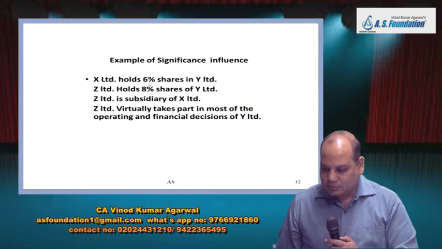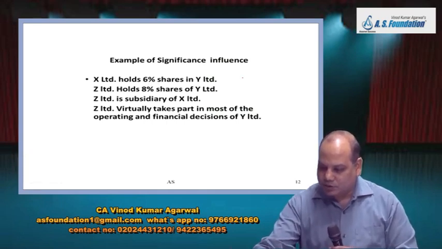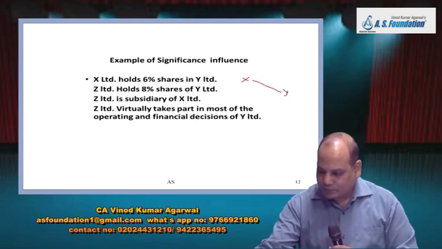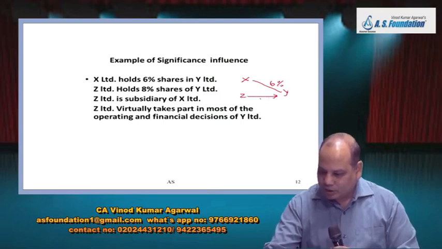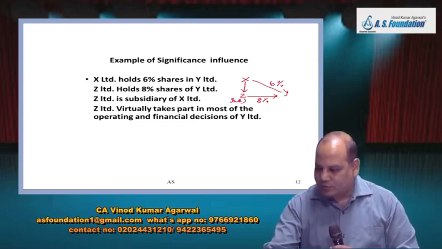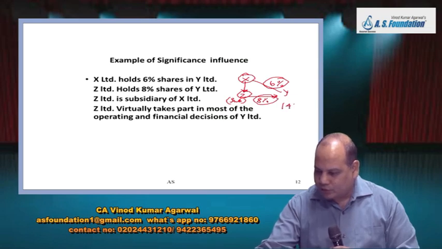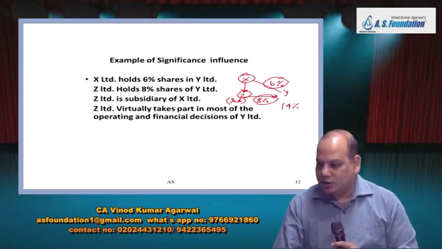Now one more example. This is more tricky now. X Limited holds 6% share in Y. Z Limited holds 8% share in Y. Z is a subsidiary of X. So in this example, X and its subsidiary Z together hold 14% share in Y. Agreed?